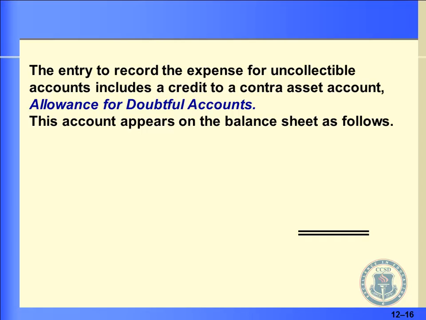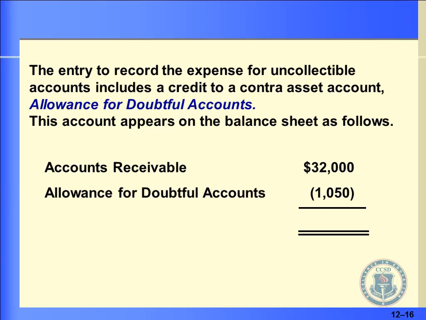So the entry to record the expense, because this is what this is, an expense, includes a credit to a contra asset account called allowance for doubtful accounts. The allowance for doubtful accounts. We're going to need to remember that one. And it appears on the balance sheet like this. We have our accounts receivable section. Then we have our contra asset, which is allowance for doubtful accounts, which shows as a negative, which then comes out to our net accounts receivable: the amount of the first accounts receivable minus our doubtful accounts, coming out with what our net is.